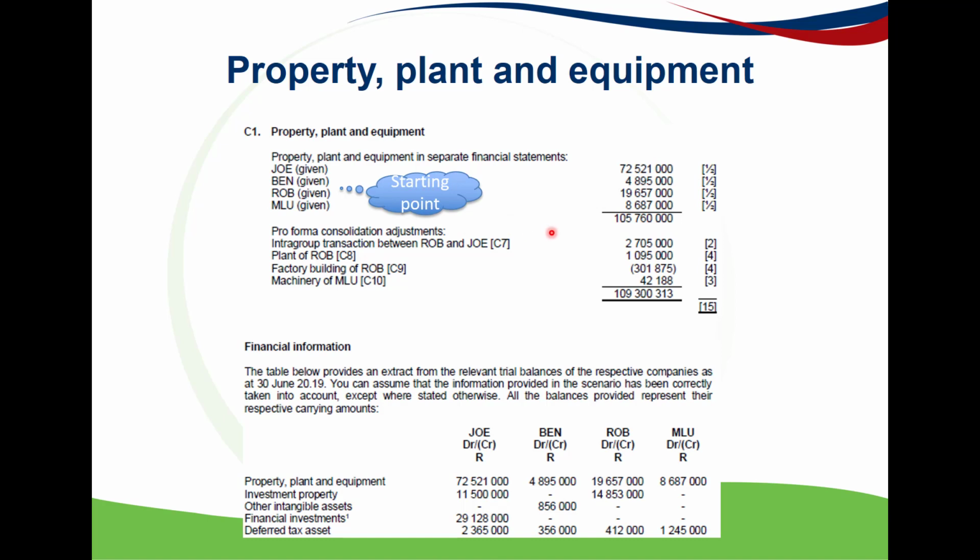So if I then continue with the rest of the PPE calculation, you'll see there's our intergroup transaction between Rob and Joe for the lease of the building. There was the plant of Rob. We'll go through each one now on the next pages: the factory building and the machinery.